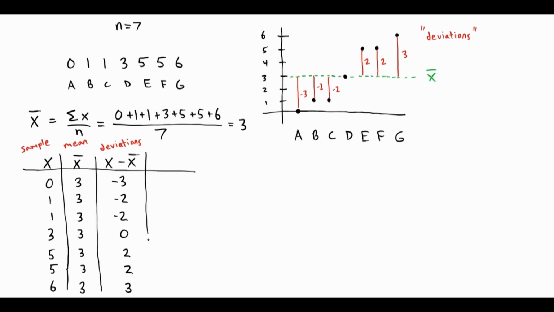Alright, now we want to make one more column, X minus X bar squared. This is called the squares of the deviations.